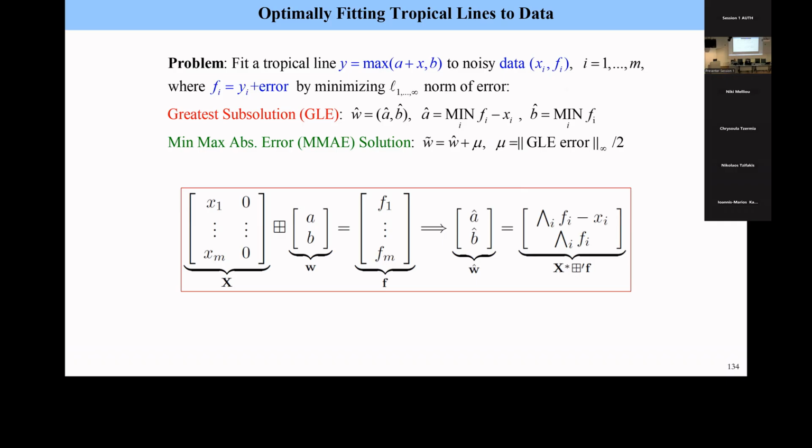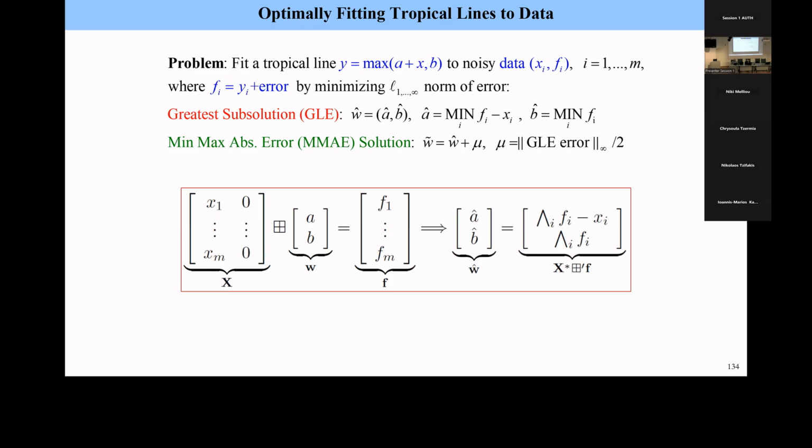Of course, there will be some error, and you can find two optimal solutions, the red and the green, by essentially solving a system of max-plus equations. So the two unknown constants in this tropical line, the constant A and the constant B, form a vector W, and we can form a data matrix capital X. The data vector F on the right is given to us.